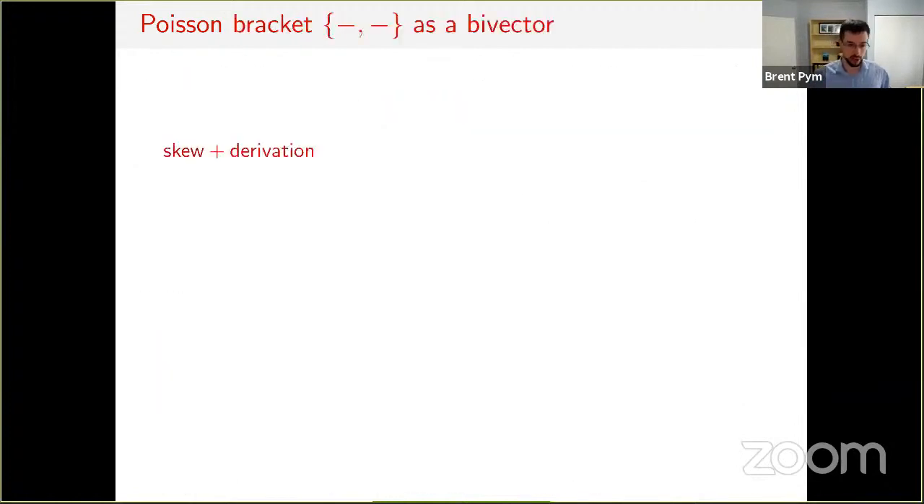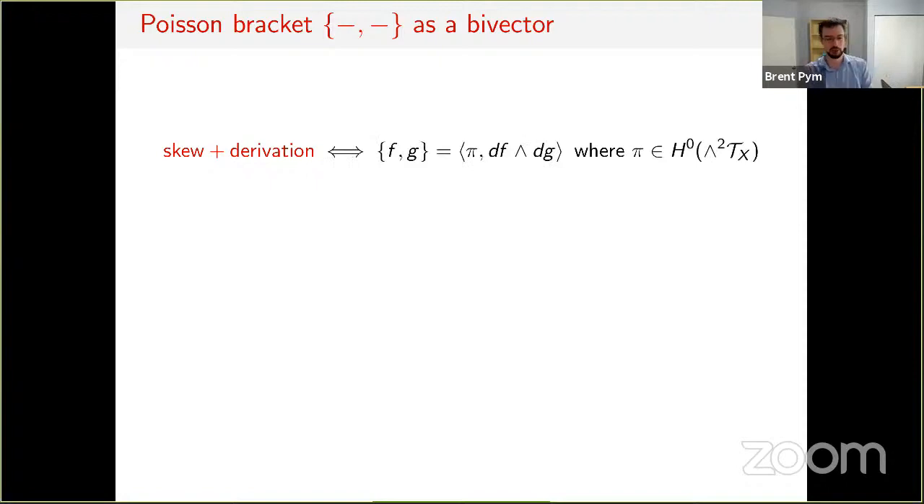One of the first things one learns in Poisson geometry is that you can convert the bracket into a tensor. The fact that it's skew symmetric and a derivation in both arguments means that you can write it in the following form. The bracket of f and g must be given by pairing df and dg with a tensor pi, which is a skew-symmetric bivector. The wedge 2 accounts for the skew symmetry, and the T accounts for the derivation.